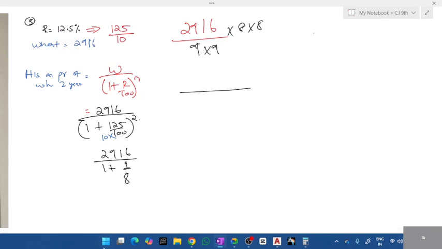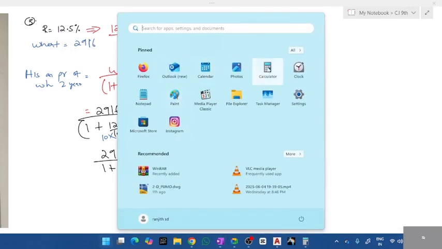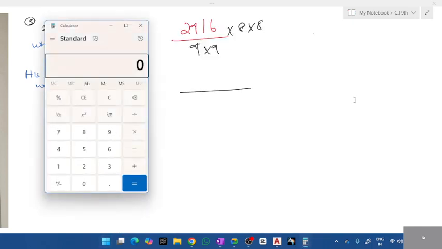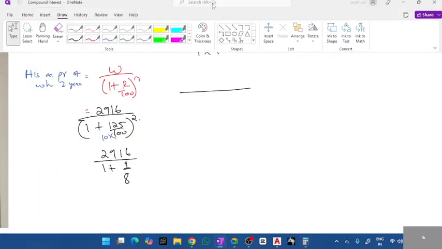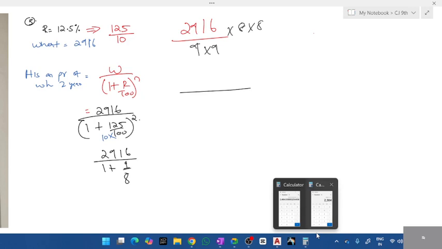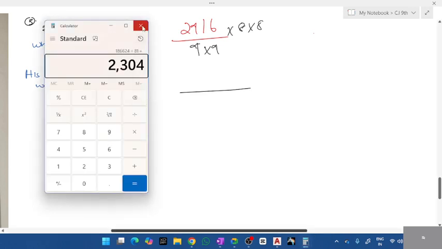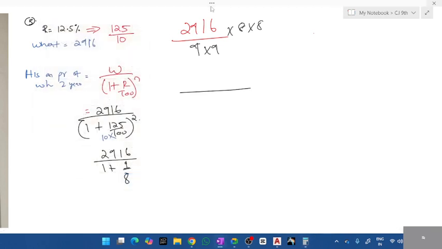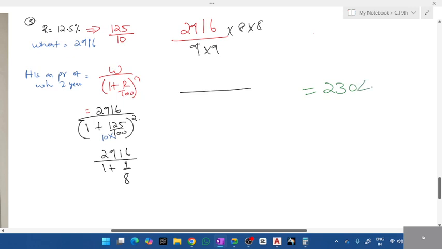Okay, let me calculate now, students. You all try it. Let me calculate and see. 2916 multiplied by 8 into 8, divided by 9, nines are 81. Are we getting the answer? 2304? No, 2304. This is how you get 2304.